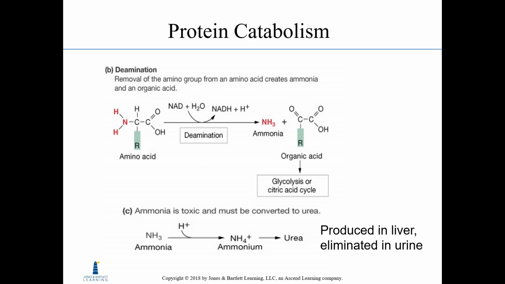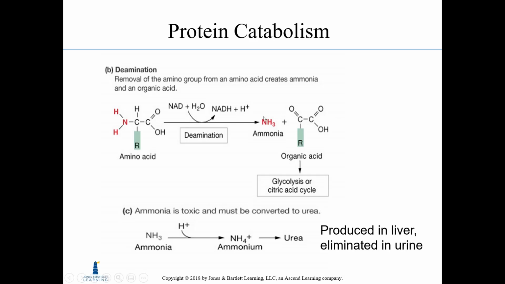From there, the amino acid undergoes deamination. Deamination is the removal of the amino group from the amino acid. So when we rip off that amino group, it creates ammonia, and then there's the organic acid. The organic acid can be used in glycolysis or the citric acid cycle, also known as the Krebs cycle. So right away, this one can be incorporated into making energy or producing different types of amino acids.